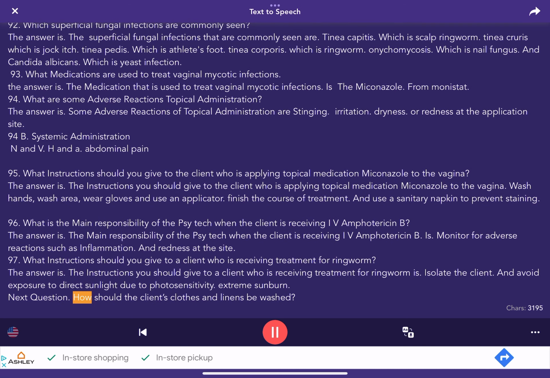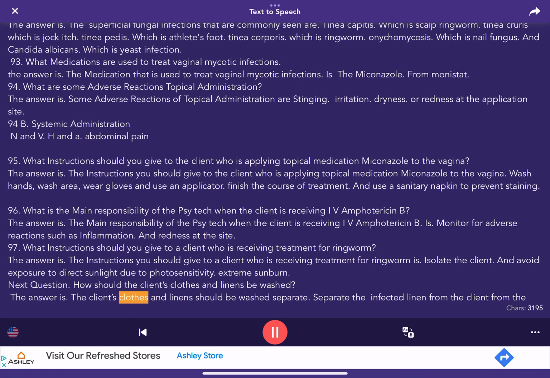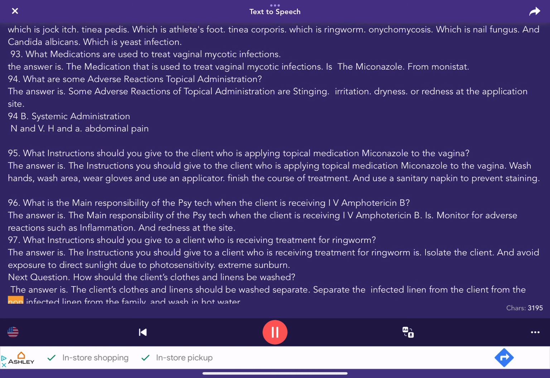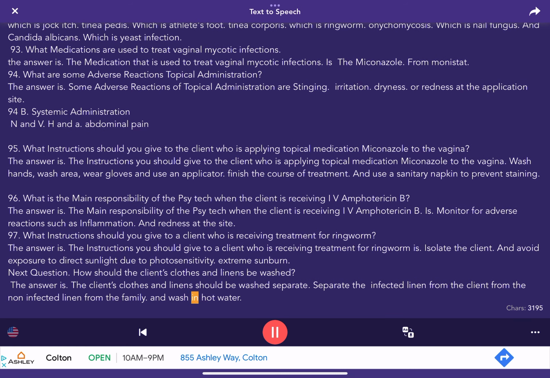Next question: how should the client's clothes and linens be washed? The answer is, the client's clothes and linens should be washed separately. Separate the infected linen from the client from the non-infected linen from the family, and wash in hot water.